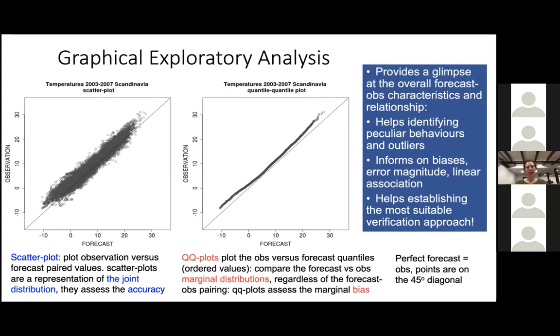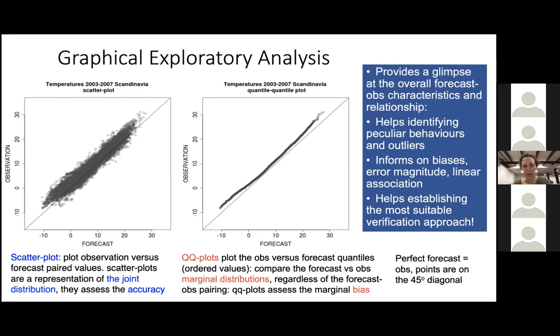Before, as Barb said yesterday, before performing any verification, it's always a good idea to perform some exploratory analysis first. Graphical tools, we have many. These are two examples of graphical tools that you can use. On the left, you have the scatter plots. These are the plots of the observations versus the forecast pair values. And scatter plots essentially are a representation of the joint distribution.